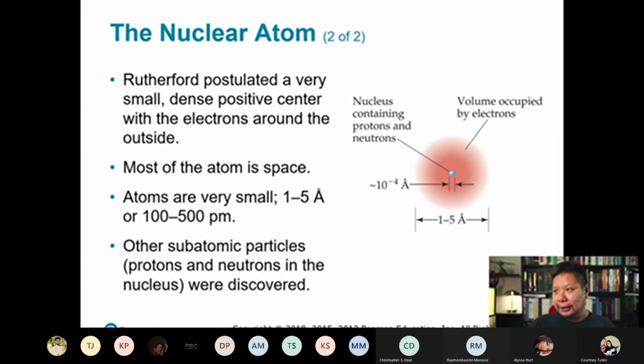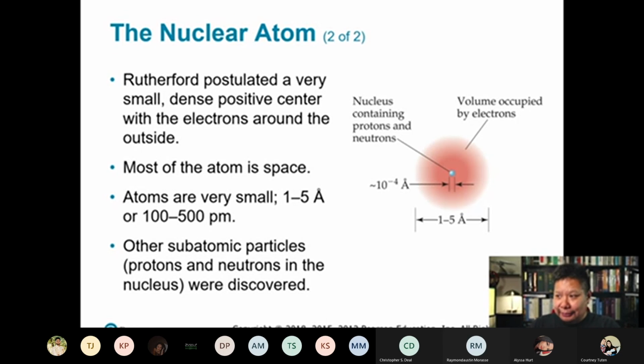And so here, just a little bit more about the relative sizes, right? Rutherford postulated that there was a very small, dense positive center with electrons around the outside, right? Which I told you just a second ago.